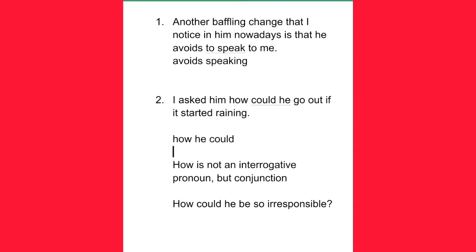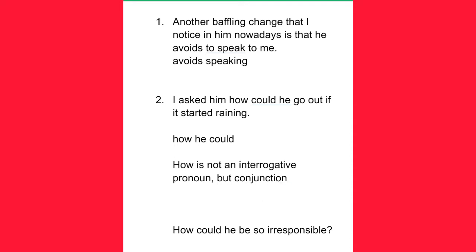I give you another example of the conjunction how. For example, this is how we should do it.